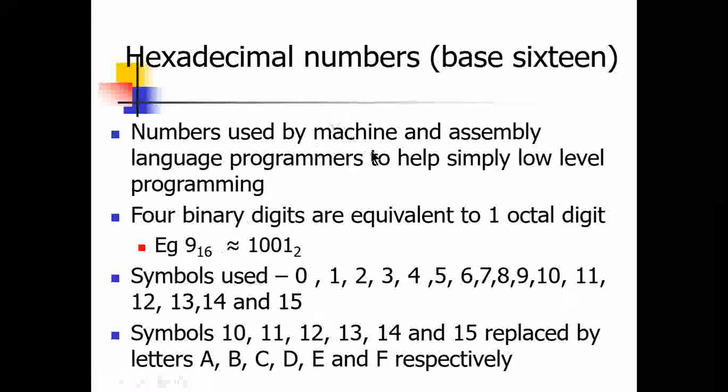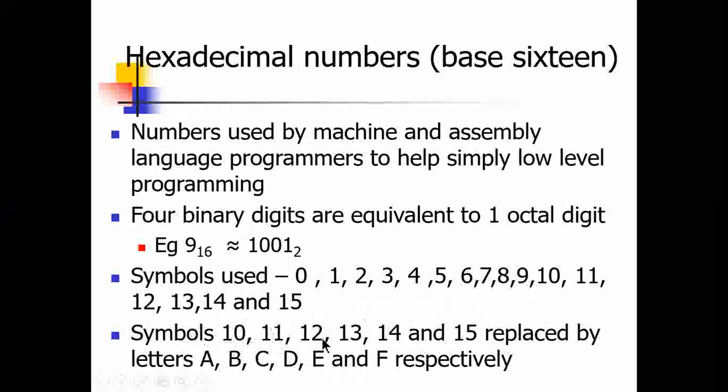So now, these are numbers used by machine and assembly language programmers to help simplify low-level programming. Four binary digits are equivalent to one hexa digit, so one hexa digit is equal to four binary digits. The symbols used are 0 to 9. Of course, after 9 there's 10, 11, 12, 13, 14, and 15, but we don't use the actual numbers after 9.